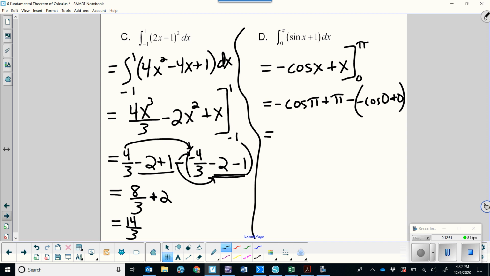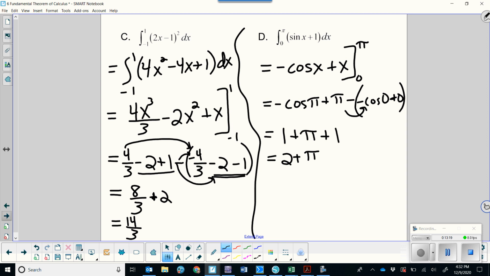So I have a minus a cosine of pi. Cosine of pi is -1, so minus -1 is 1, plus pi. Then I have minus negative cosine 0. Cosine of 0 is 1, so minus -1 would be plus 1, and then minus 0, so I don't need to write that, so I get 2 plus pi for my answer.